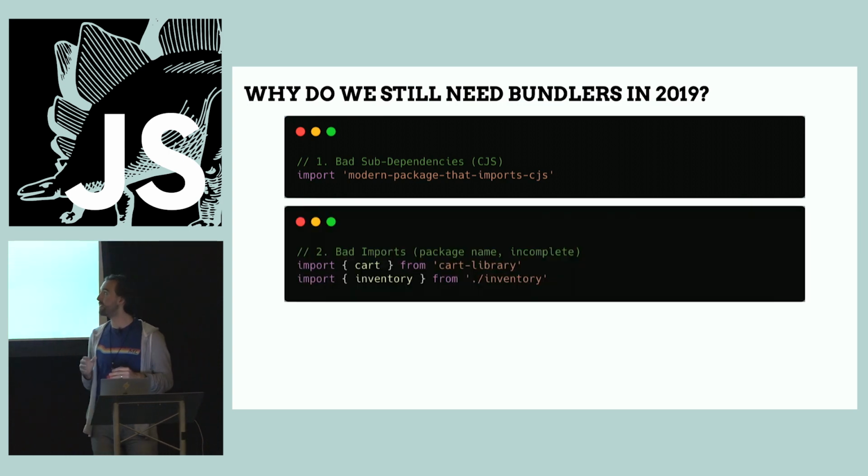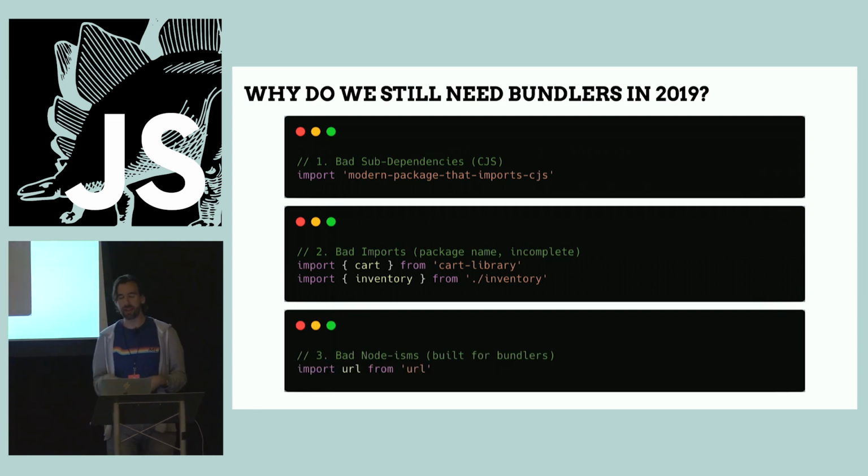The second thing is bad imports. So importing by package name and by partial import path, those are really helpful, nice little shortcuts that we can take, but they were never included in the spec and in the browser. So browsers don't support them. It just doesn't work in the browser. And packages are doing this all the time. Looking up by package name is a really convenient thing to do. And the third is just there's a lot of Node-isms out there in the NPM ecosystem.